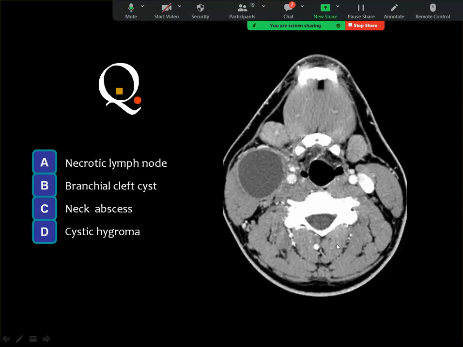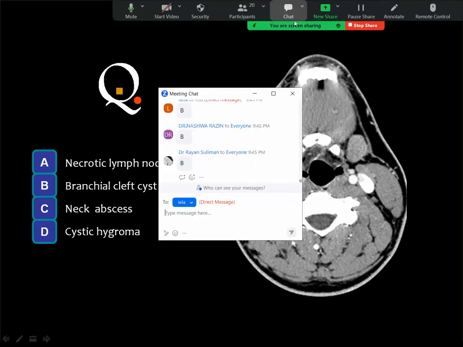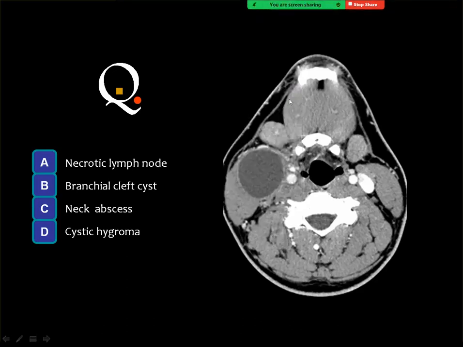Then the next, you got a cystic lesion in this particular location. Do you think it is a necrotic lymph node, branchial cleft cyst, neck abscess, or cystic hygroma? The answer is B, yes, and this is branchial cleft cyst, second arch, which is located anterior to the edge of the sternomastoid muscle, posterior to the submandibular salivary gland, lateral to the carotid and internal carotid vessels.